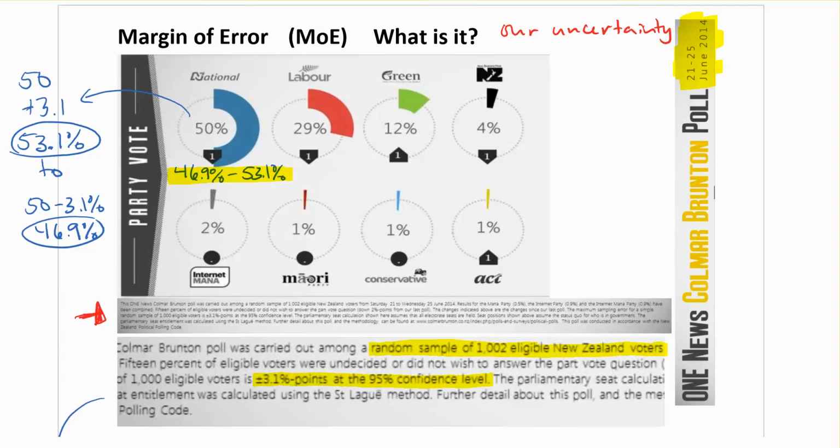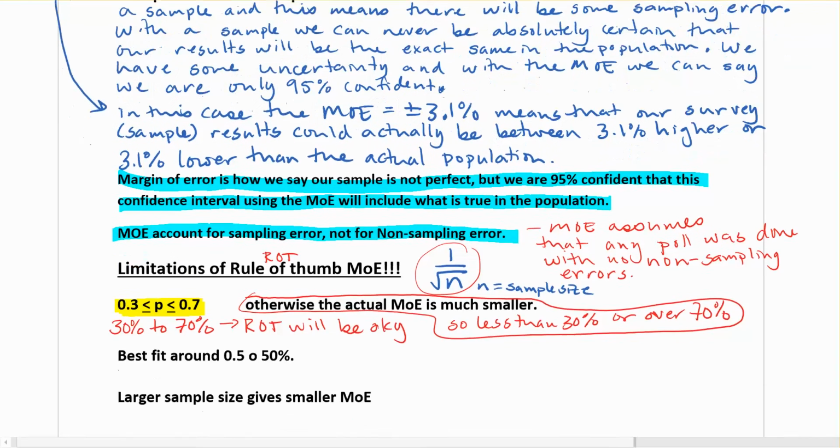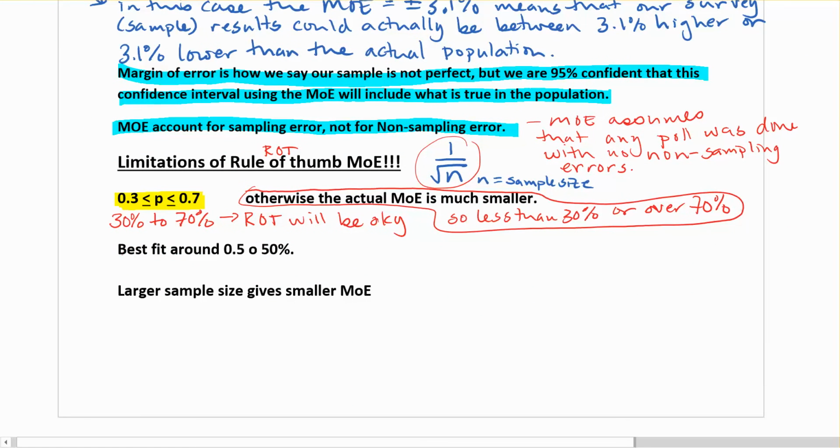So for instance, our rule of thumb approximation is going to be quite good for National. It'll be pretty good for Labour. 29 is awfully close to 30%. But for the Greens or any of the other parties here, you'll notice that their percentages are so low, well below 30%, that the rule of thumb is actually not going to be that accurate for them. So we just need to be aware of that. It's the best approximation around 50%, or around a proportion of 50%.